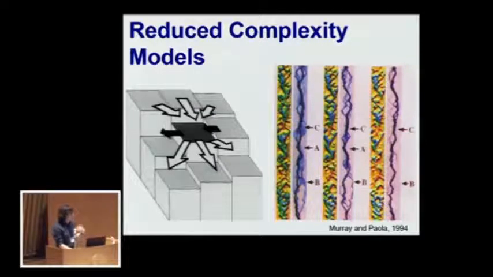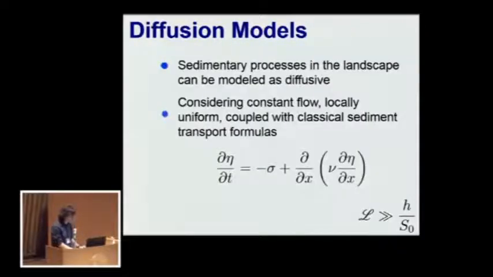If you go one order of more complexity, we have these diffusion models, in which you assume that erosion or some processes in the landscape can be modeled as diffusive, and you end up with the Exner equation as a nonlinear or linear diffusion equation. These equations also simplify the momentum equation for the flow, assuming uniform flow, and you can deduce equations like this.